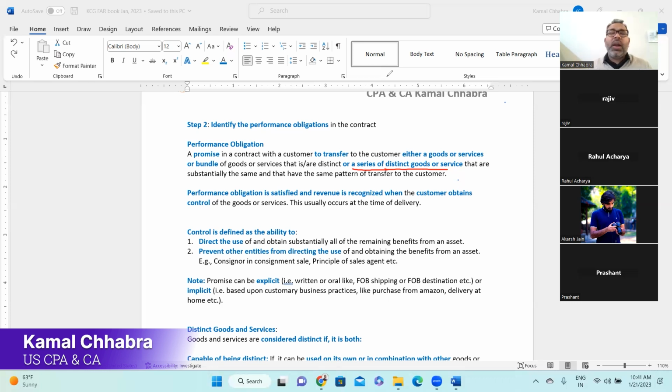The customer might be using 100 in a day, sometimes 500, sometimes 800, sometimes maybe at full capacity of 1000, right? It's on the consumer how much he or she wants to consume. But they are providing these goods and services over a period of time as per the contract, right? So that is called a series of distinct goods and services that are substantially the same. Goods and services are the same, but usage and volume are different at different points of time, right? That is the major difference.